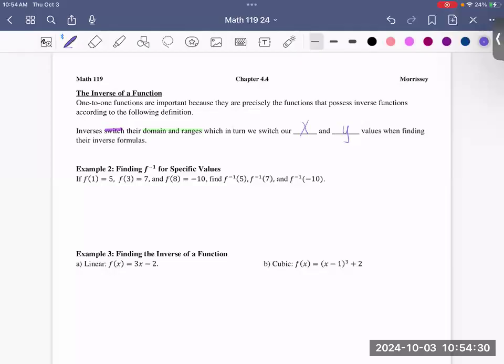Now that is super, super key because that just means we get to swap your x's and y's, therefore swapping your domain and range. So if you already know what the domain and range is of your original function, all you have to do is switch those two, and then you also have your domain and range of your second function.